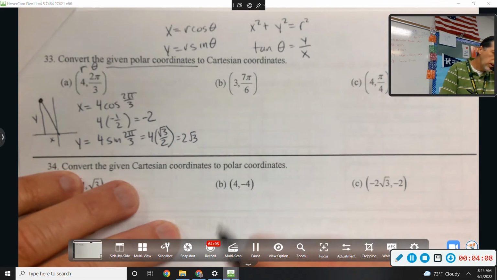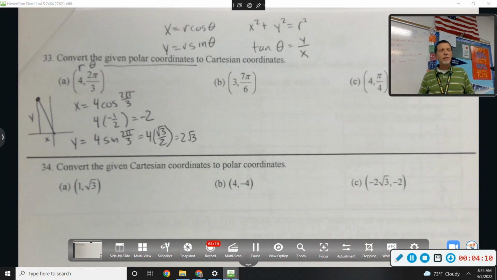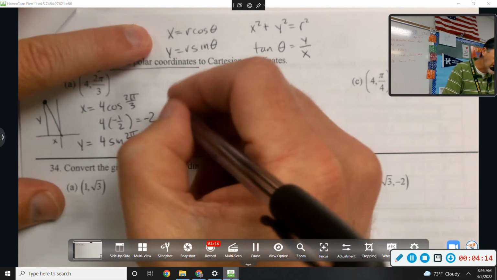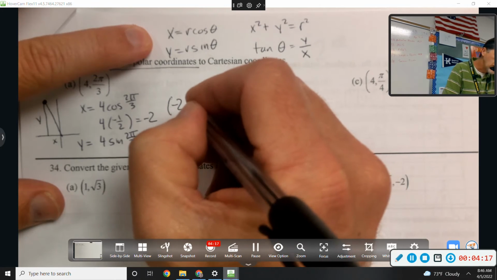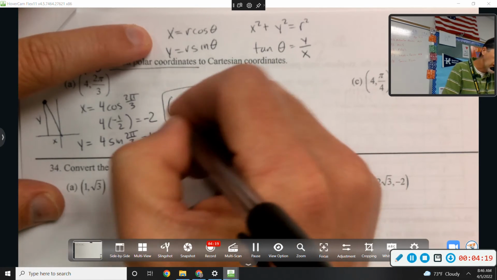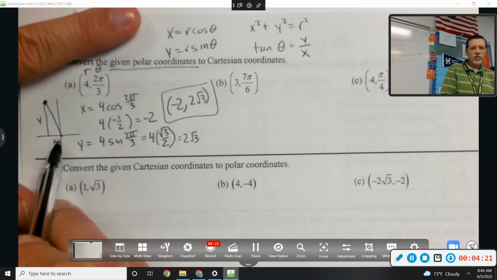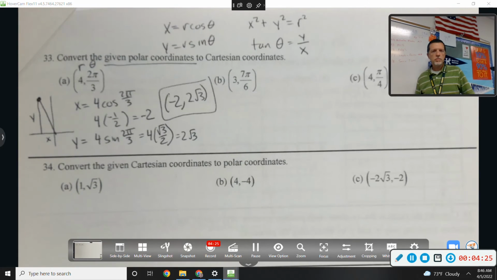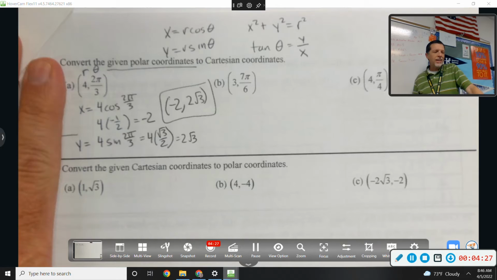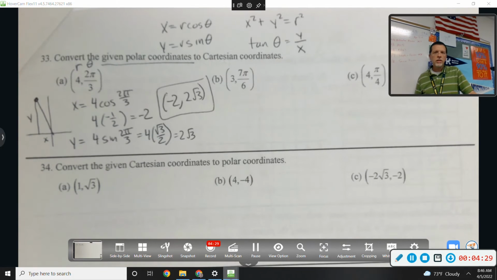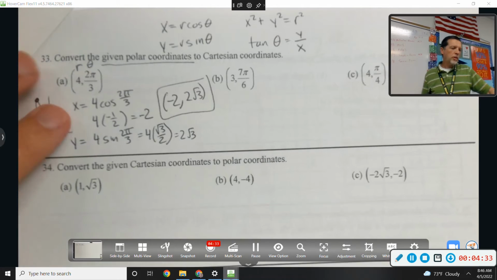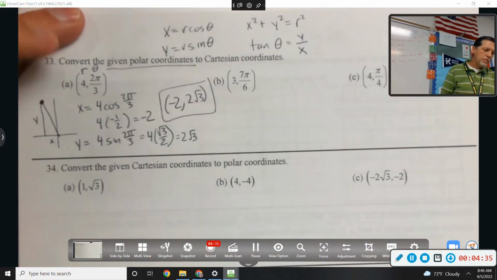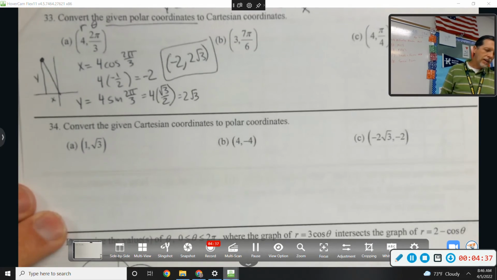So y is 2 root 3. So I'm not quite done yet because I want a coordinate pair. I mean, I've said what x and y are, but I want it as a pair. So negative 2 comma 2 root 3. And I think that matches my picture. Left 2, up 2 root 3. Again, the picture's not necessary, but maybe it helps. Let's do one from 34. Like B and C would be the same method as A there.